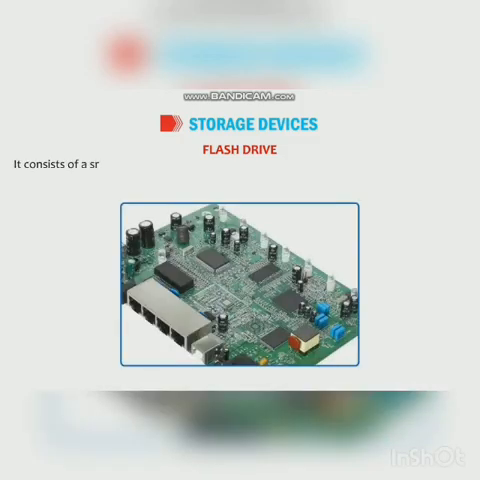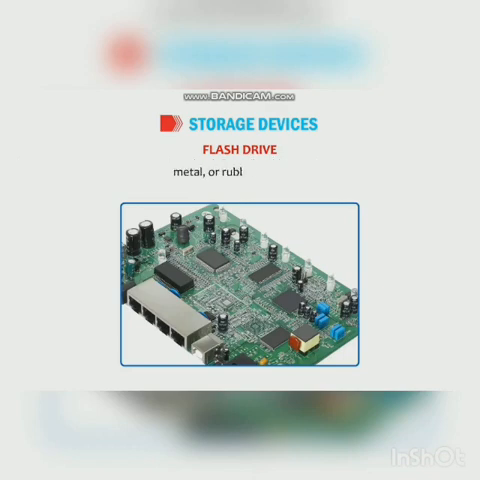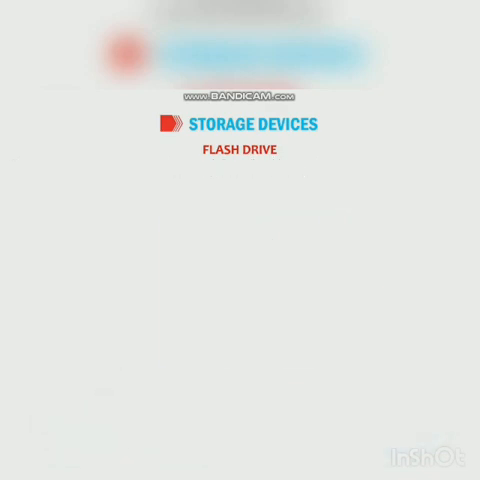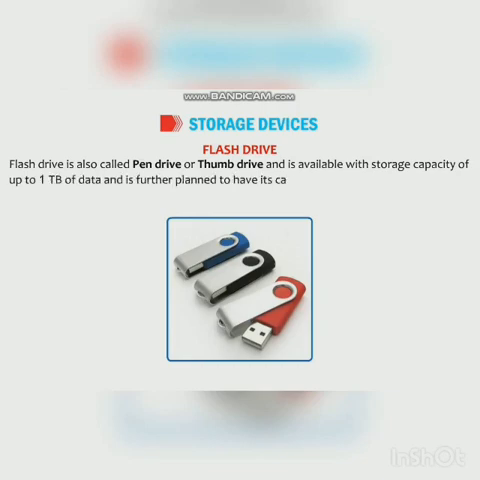It consists of a small PCB, printed circuit board, which contains the circuit elements and a USB connector that is electrically insulated and protected inside a plastic metal or rubberized case. Flash drive is also called pen drive or thumb drive and is available with storage capacity of up to 1 TB of data and is further planned to have its capacity to 2 TB.